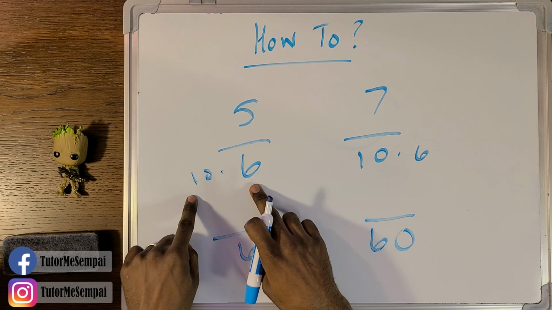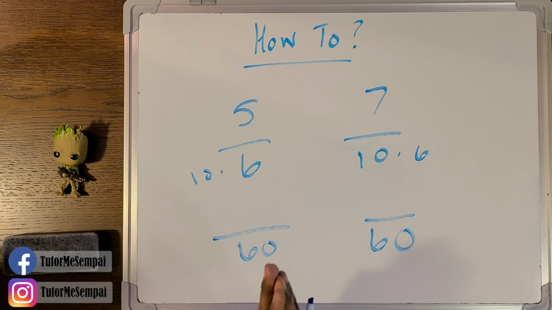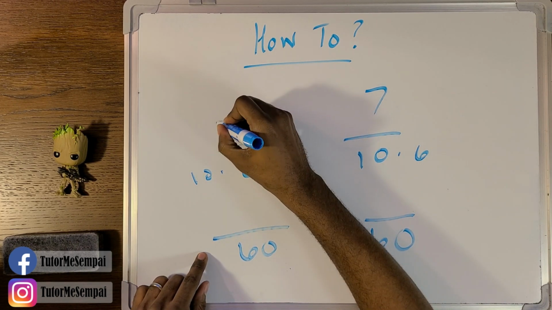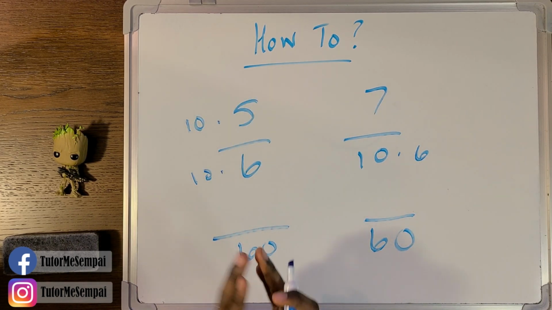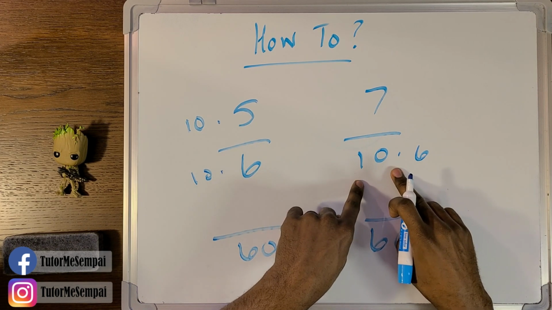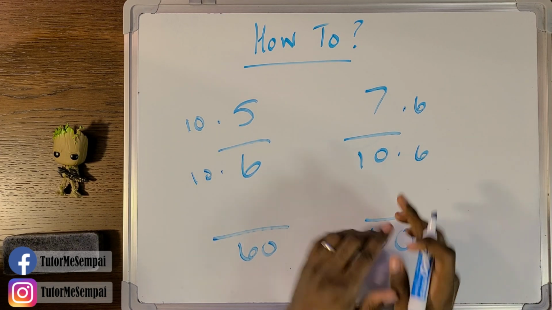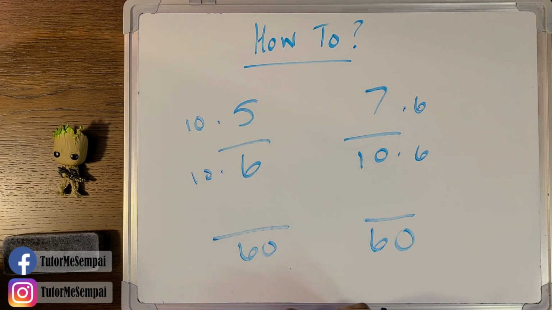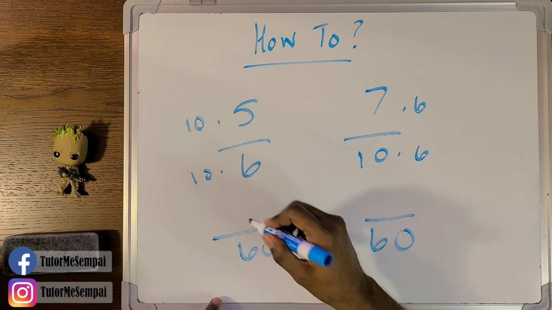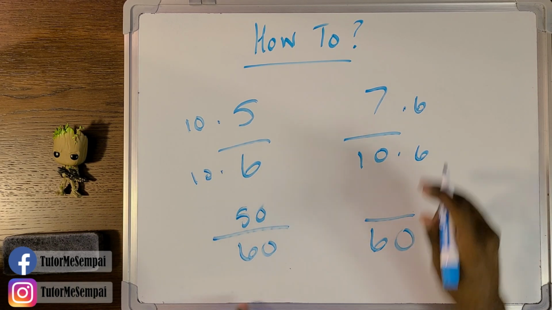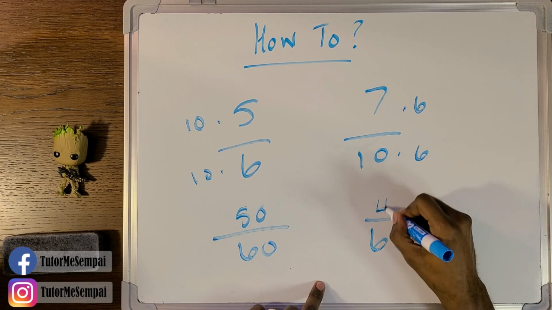So in this case, we multiply the denominator by 10, so we have to make sure we do the same thing to the numerator. We're going to multiply the numerator by 10. In this case, we multiply the denominator by 6, so we have to make sure we do the same thing to the numerator, multiplied by 6. And when we do that, we get 5 times 10 gives us 50. And we have 7 times 6 gives us 42.